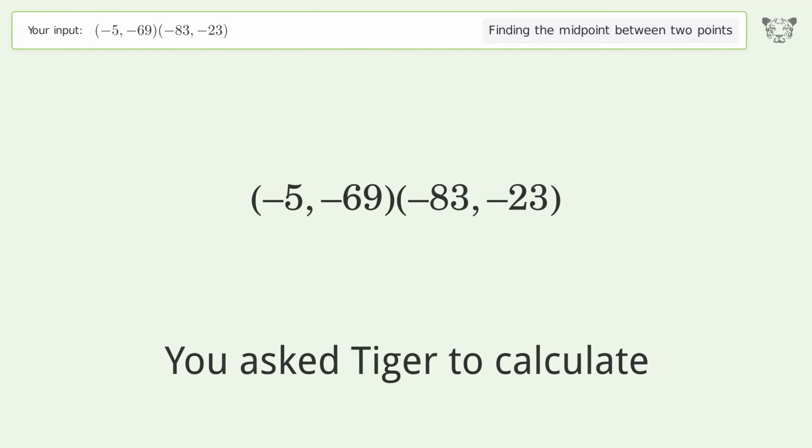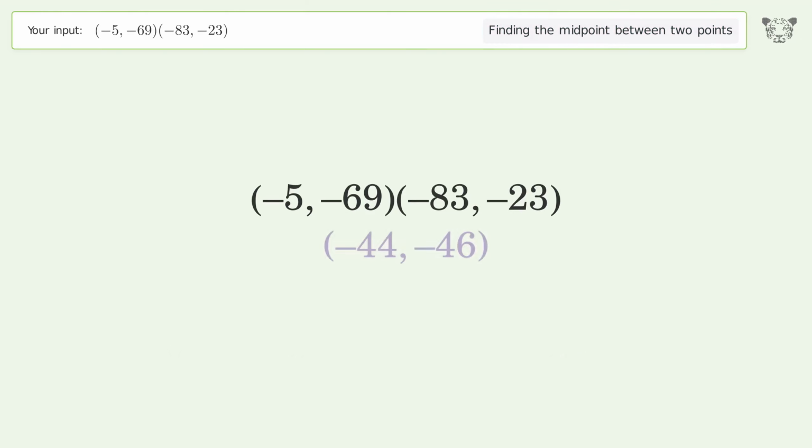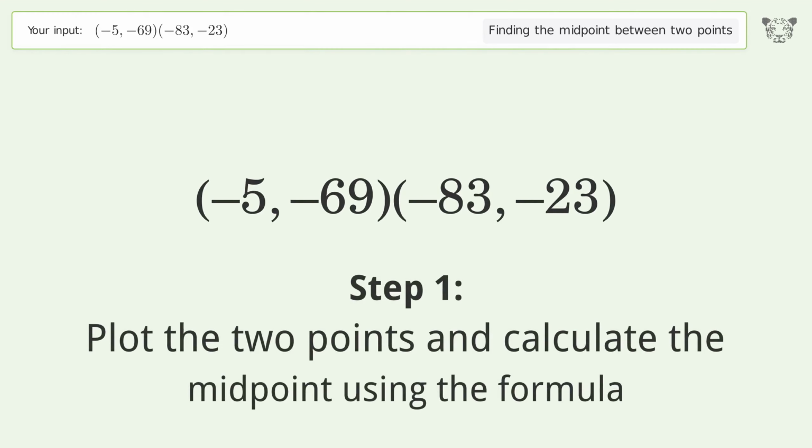You ask Tiger to calculate. This deals with finding the midpoint between 2 points. The midpoint between the 2 points is -44, -46. Let's solve it step by step. Plot the 2 points and calculate the midpoint using the formula.